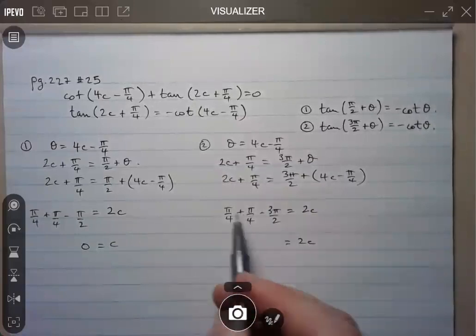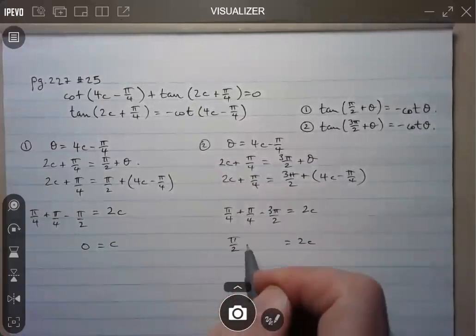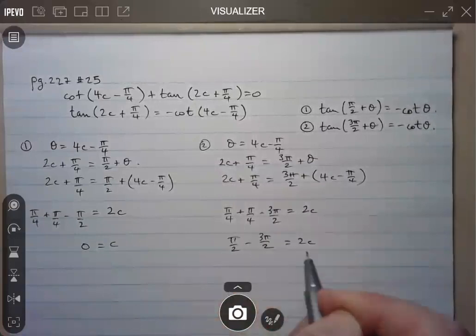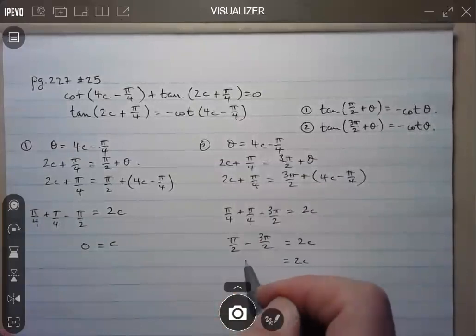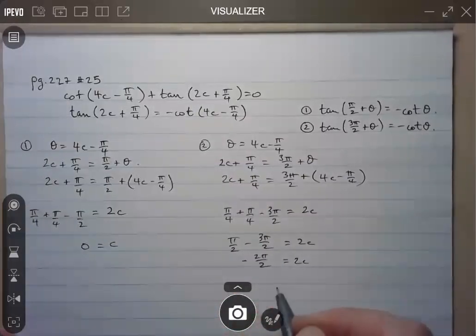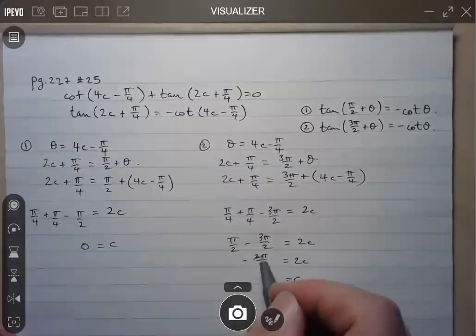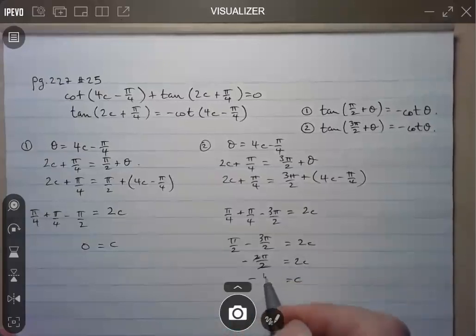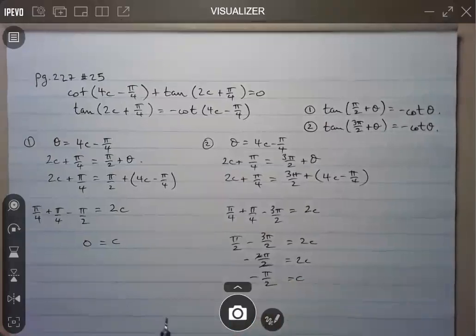2c equals, so again, this is going to be pi over 2 minus 3 pi over 2. And what does that give us? This gives us, I guess, negative 2 pi over 2, which of course is just negative pi. So it looks like negative pi over 2, if I did all my arithmetic correctly, would be another possible solution.